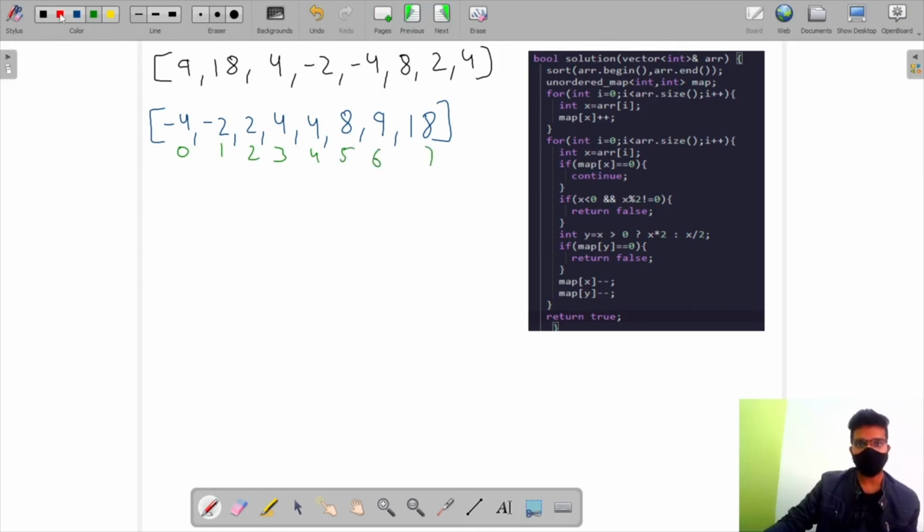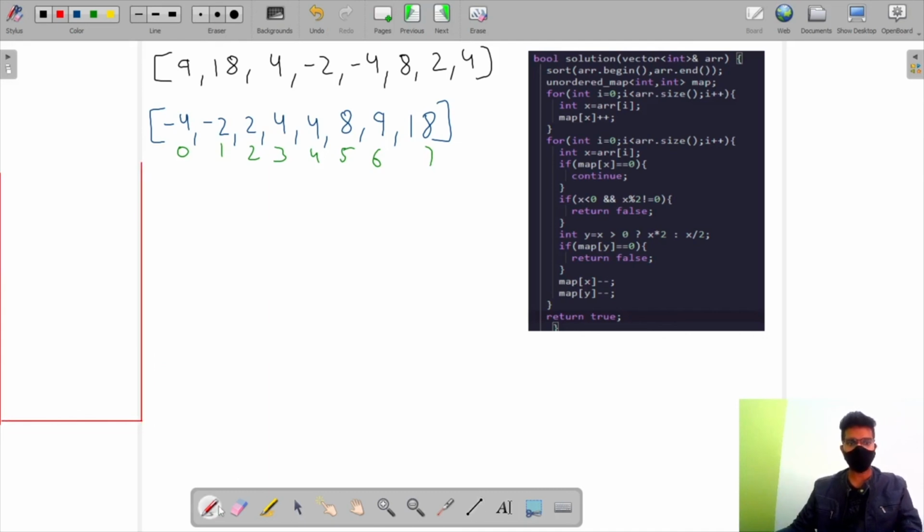Perfect. Now that we have sorted the array, what was our next step? Our next step was to add the elements in our map. So this is our map, let's say. Here I am going to insert every element and its frequency. So for -4, the frequency will be 1. For -2, again the frequency is 1. For 2, the frequency is 1. For 4, the frequency is 2. For 8, it's 1. For 9, it's 1 again. For 18, it's 1.